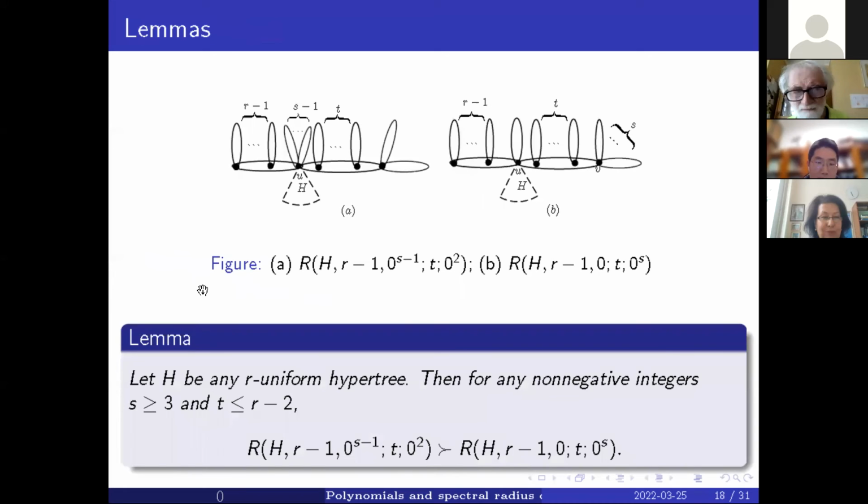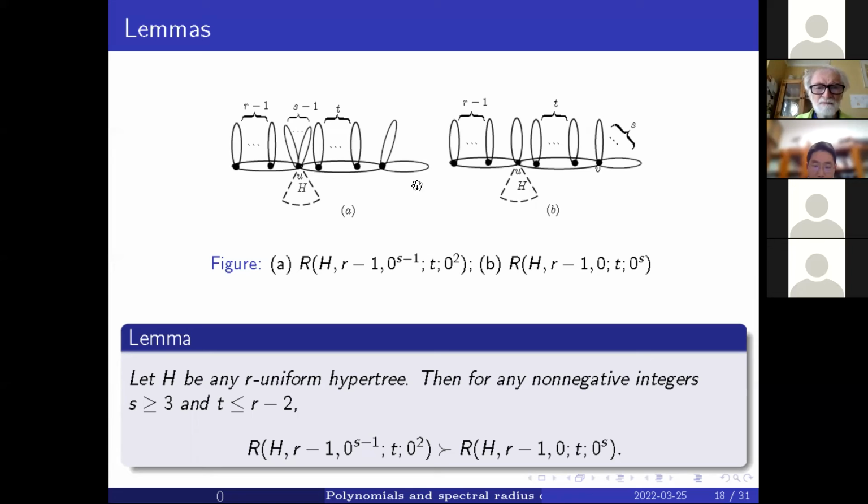First, we give some lemmas. Let H be any r-uniform hypertree. Then for any non-negative integers s greater than or equal to 3, and t less than or equal to r-2, these hypertrees, the hypertree on the left is greater than the hypertree on the right.